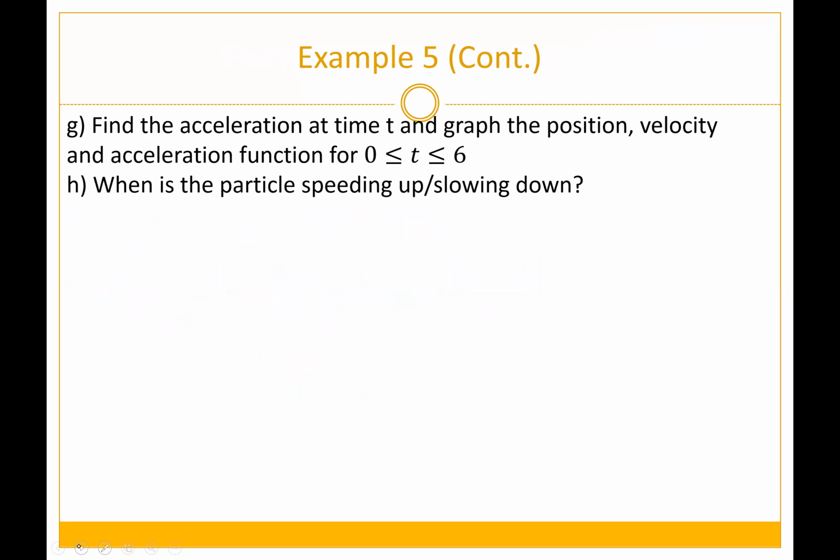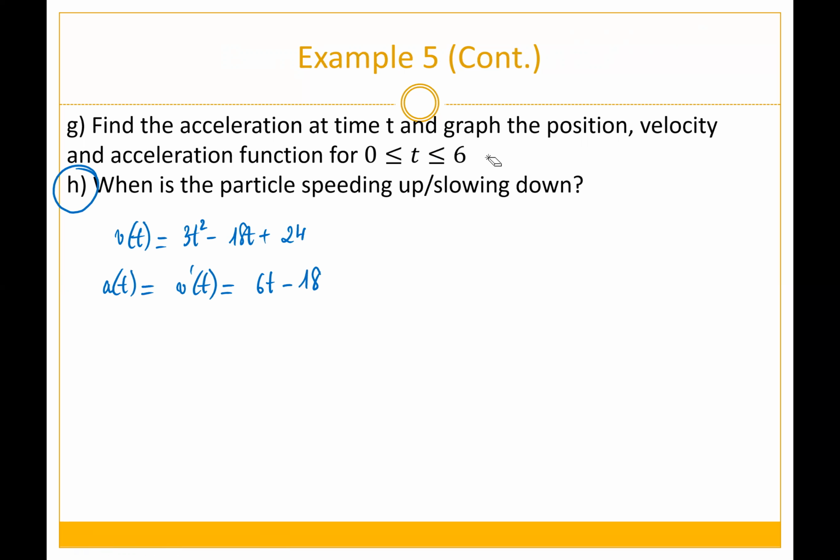Now the last question: find the acceleration at time t and graph the position, velocity, and acceleration from 0 to 6. When is the particle speeding up or slowing down? I think part H is going to be answered based on the graph. So let's say we have v(t) is 3t squared minus 18t plus 24. So a(t), the acceleration, is the first derivative of velocity, which is going to be 6t minus 18.